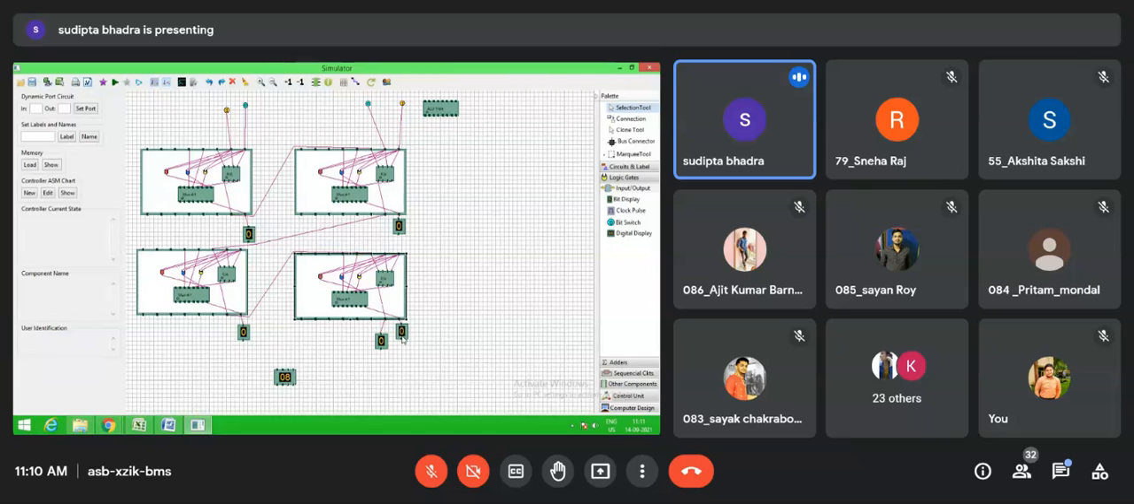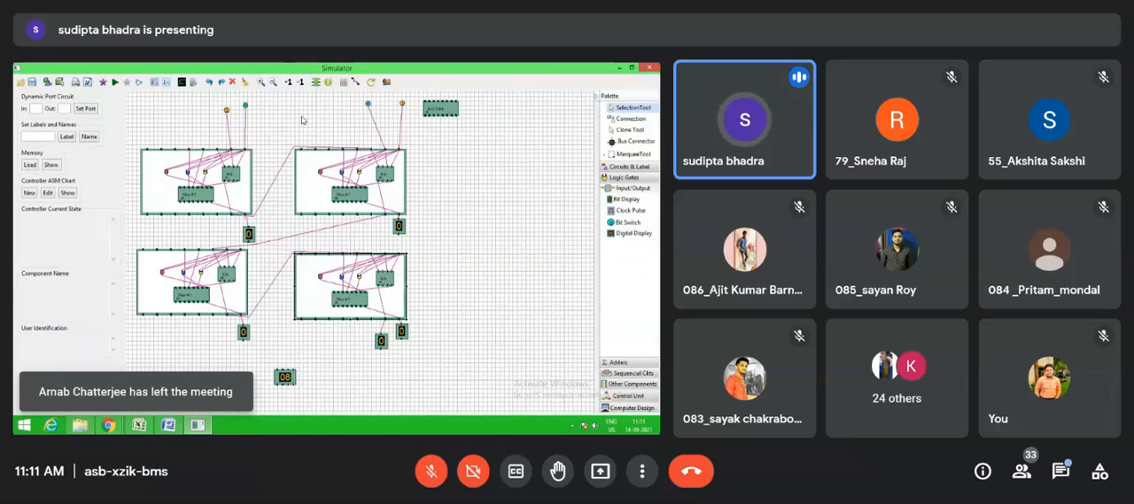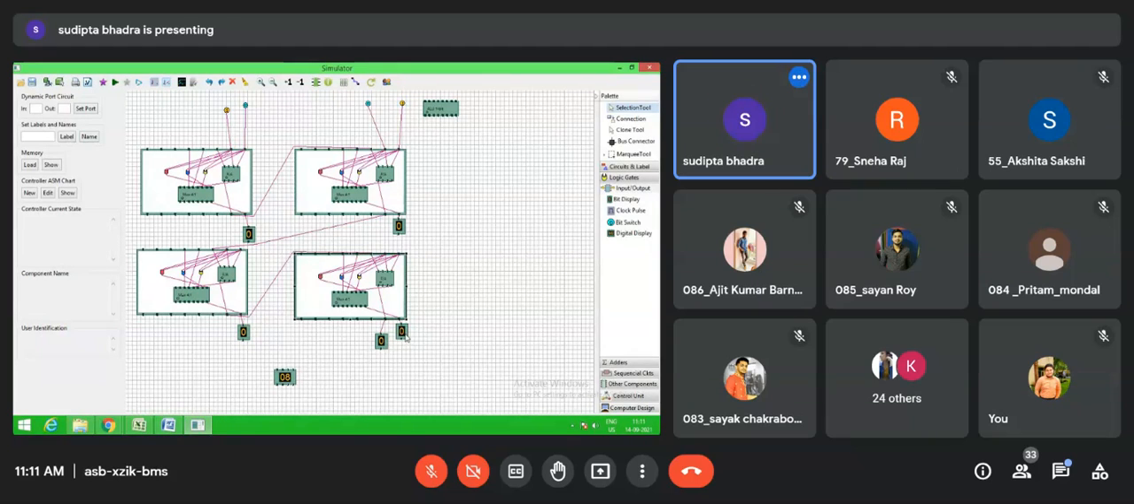As it is a 4-bit ALU, the maximum input you can take is 15 in case of A and 15 in case of B, that means 15 plus 15. The output will be 30, which is represented by carry 1 and sum 14. That means the first ALU's output will be 0 and the other ALUs' output will be 1, and this C out of the last ALU will also be 1.